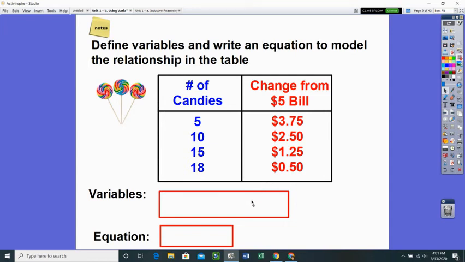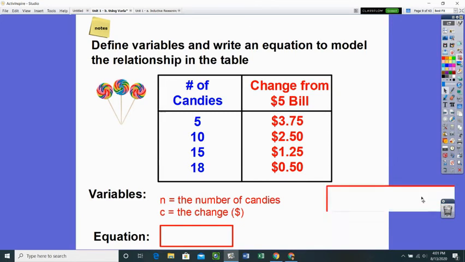Now, your variables do not have to be mine, okay? But basically, I need a variable for the number of candies, and I need a variable for the change from the $5 bill. And I am going to use N for the number of candies. If you use C there, that's fine. And I'm using C for the change, and notice I put it's in dollars. Now, I need to write an equation here. So my change is going to be, now I have to figure out, I have $5 and I'm going to take away the cost of the candies. Think about that. My change will be, I'm going to hand $5 in, I'm going to get change back. So 5, and then take away the cost of the candies.